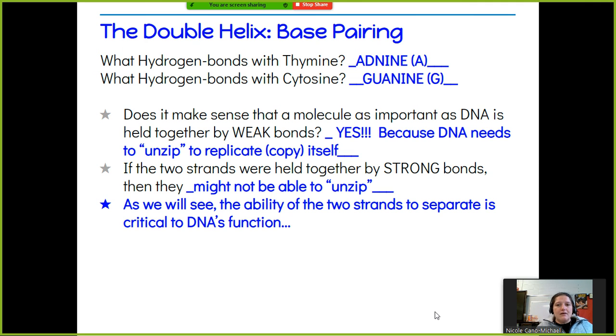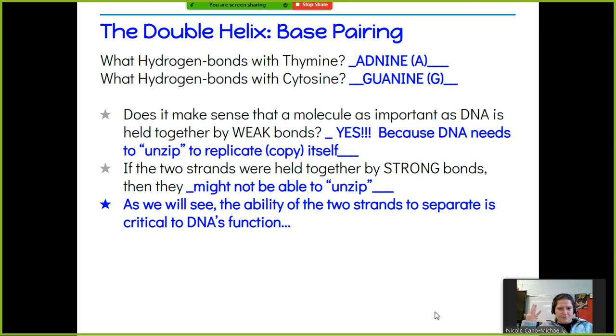And the answer is yes. It totally makes sense because remember, DNA has to replicate itself. One of the functions of DNA is that it has to copy itself. In order to copy itself, it has to unzip, and it unzips down all of those little tiny weak hydrogen bonds. So that totally makes sense. Again, if the two strands were held together by anything stronger, they might not be able to unzip, and if they can't unzip, they can't copy themselves, and then DNA loses one of its functions.